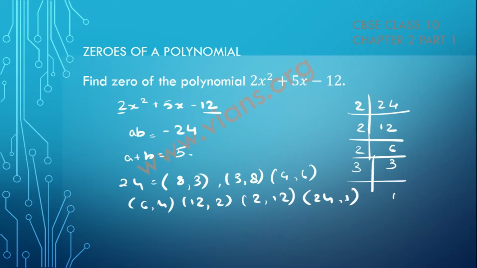Okay, 24 minus 1 is also not going to give you 5. 6 plus 4 is going to be 10, or 6 minus 4 is going to be 2, so that's not going to give you 5. 8 plus 3 is 11, but 8 minus 3 is 5. So you could always write this as 2x squared.